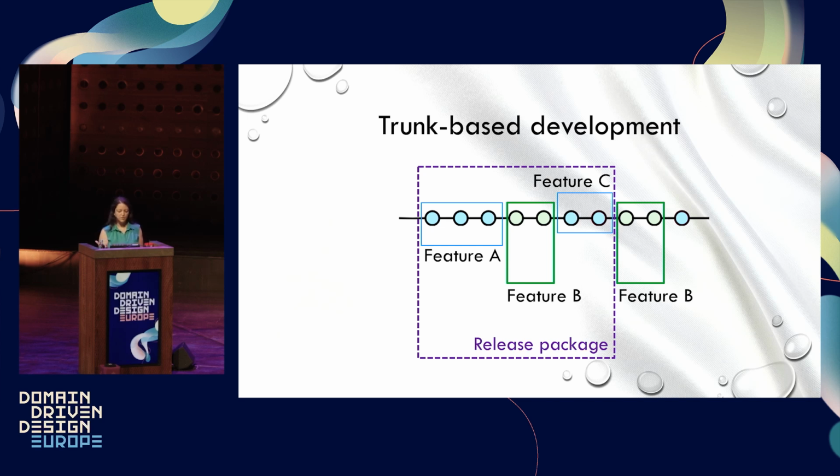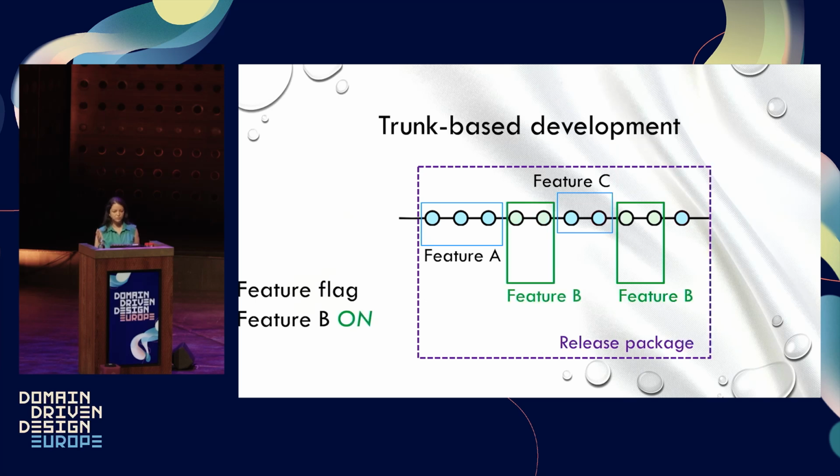The question is how to continue delivering to production if we have a non-complete feature. Like in this example, feature B is not finished at the moment of creating the release package. And the solution, of course, is the feature flag. We will disable feature B until it's finished, and then, when it's finished, we will enable the feature.